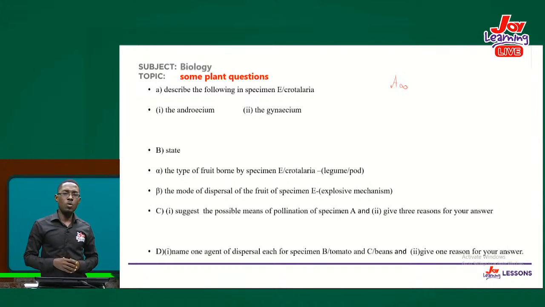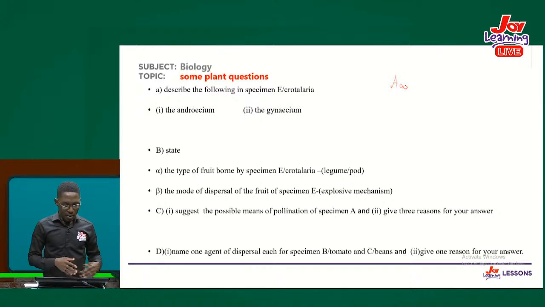Probably you took coconut. How will you transport it? How will you disperse it? Water. If it's tomatoes, maybe man, bats, insects. Sorry, birds. They eat these tomatoes. So they carry it along through their feces, or they even drop it.